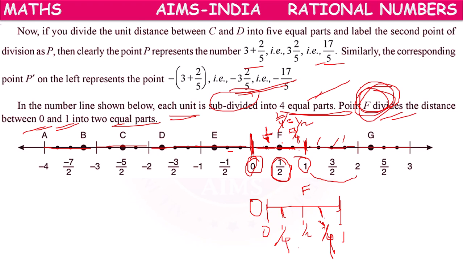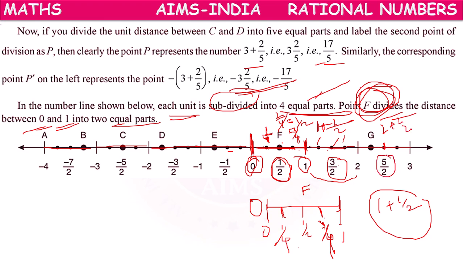So in the same way, here one complete part plus 1 by 2. This 3 by 2 is actually 1 plus 1 by 2. 1 plus 1 by 2 means we can write it as 3 by 2, means 1 by 2 part after 1. It is called 3 by 2. This point is 1 by 2 part after 2, means 2 plus 1 by 2, nothing but 5 by 2.